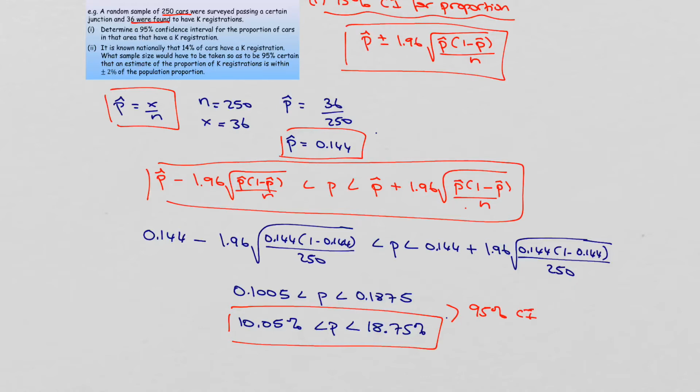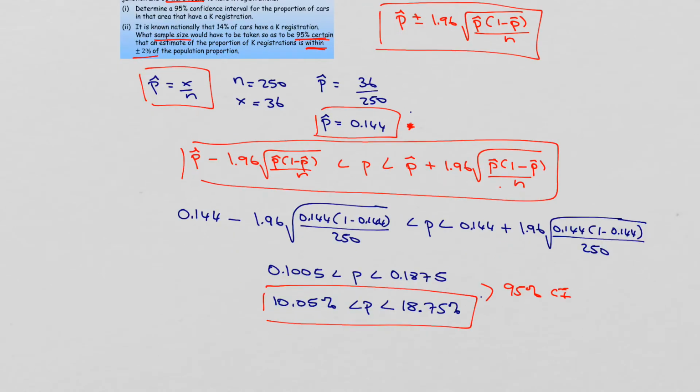Okay, so part 2 says it's known nationally that 14% of the cars have a K registration, and we're asked what sample size would have to be taken so that we are 95% certain, which is really important for our critical value of 1.96, that an estimate of the proportion of K registrations is within plus or minus 2% of the population. So our plus or minus 2% is our margin of error, and then the value we're checking for is our sample population proportion, our 0.144. And then we're going to sub that into our values to work out what n is going to be.